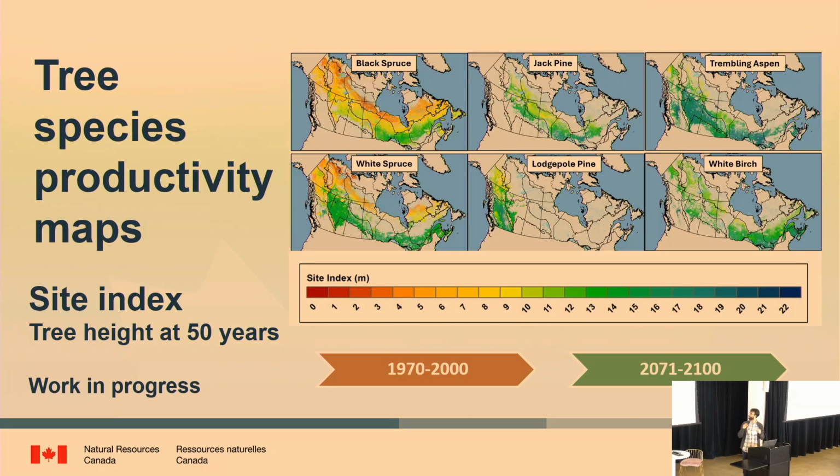The final project I'd like to quickly talk about, because of the 2 Billion Trees project, is that we're trying to map tree species productivity, which is measured as the site index. It's essentially the expected tree height at 50 years of age. We're doing that for 6 commercially important species, under current climate conditions and projected climate conditions from 2070 to 2100.